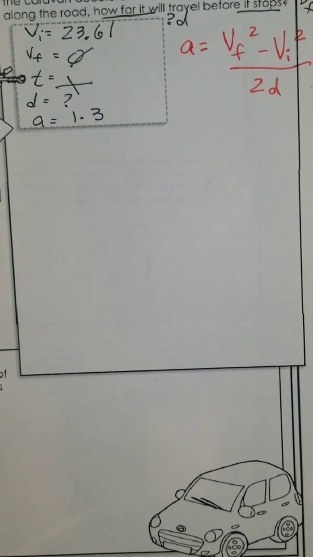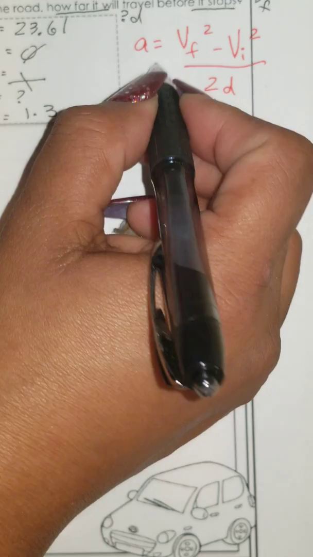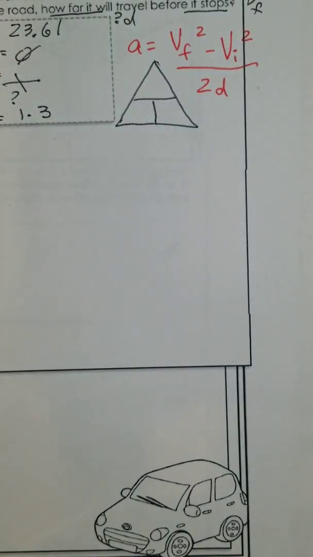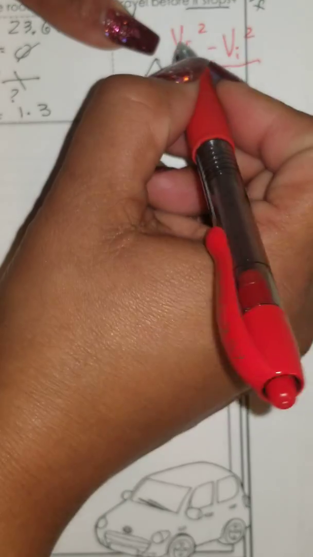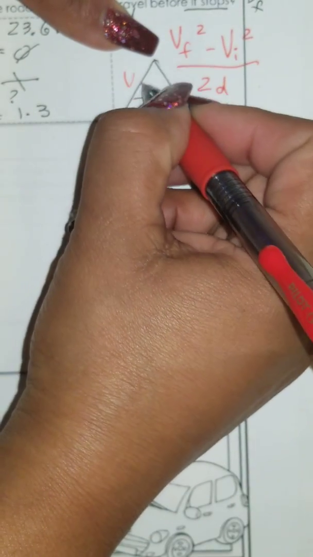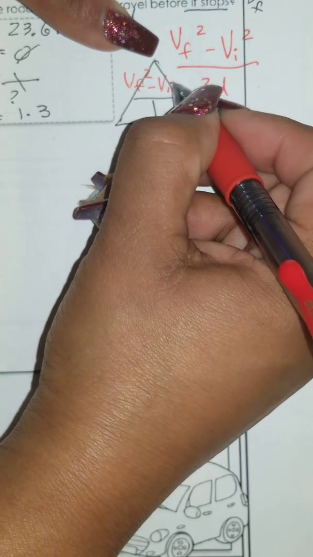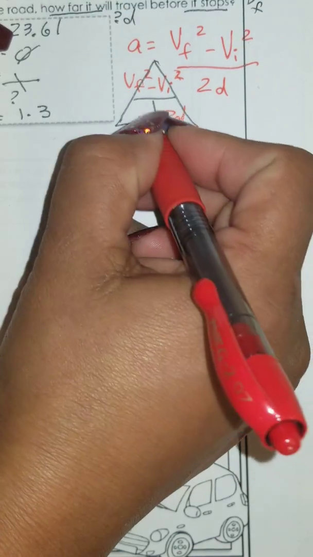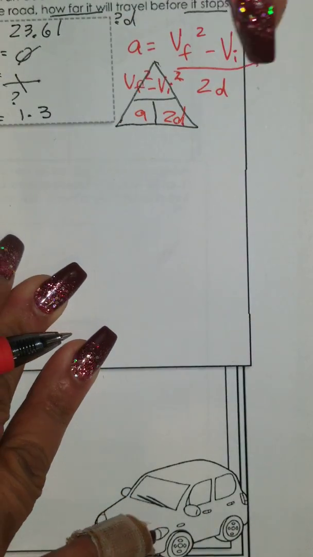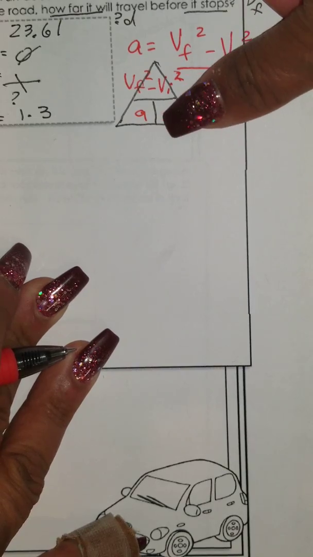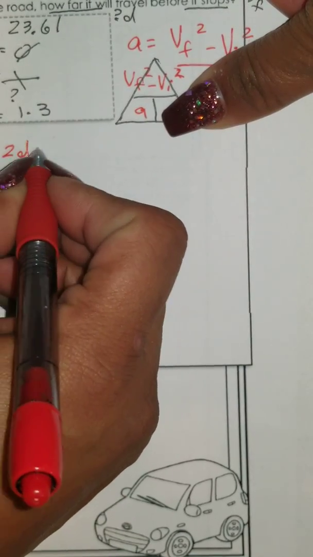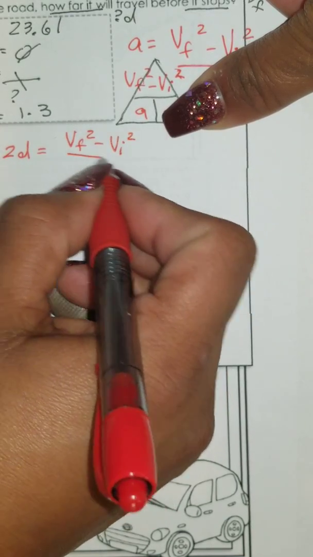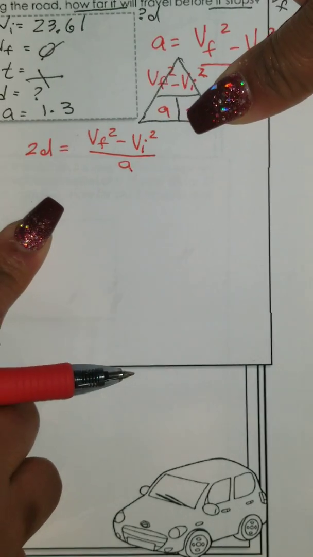I know I mentioned this on Friday that this can actually be put into the triangle to help cut back on algebra. Here we go. Cover up the equals. All of this is together at the top, so it has to go at the top of my triangle. This is all at the bottom, so 2 and D. Now I can plug in the A. What variable am I looking for? The D. Cover that up. 2D equals VF squared minus VI squared over A. Now my algebra is set up for me.